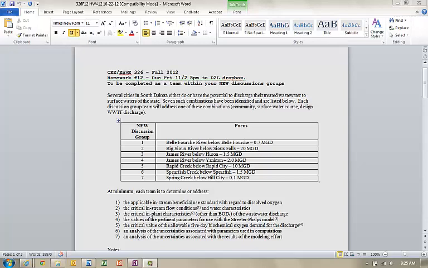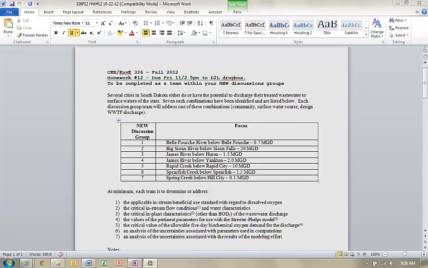Alright, this is an update or some help for our homework 12 that we have due here shortly. You guys worked on this earlier in the week, and I've gotten a lot of emails with some questions. Each one of your groups has been assigned different locations. This is the Belle Fourche River, below Belle Fourche, and the wastewater treatment plant at Belle Fourche, 0.7 million gallons per day.